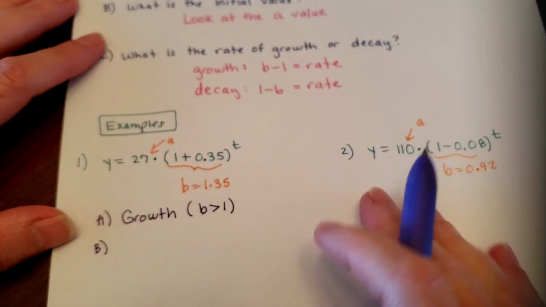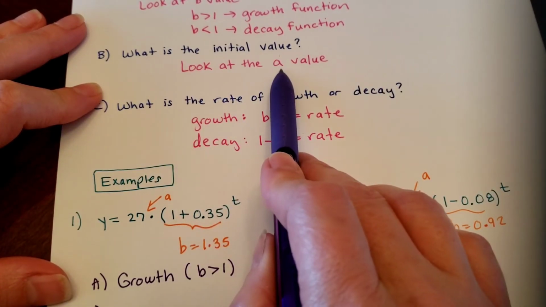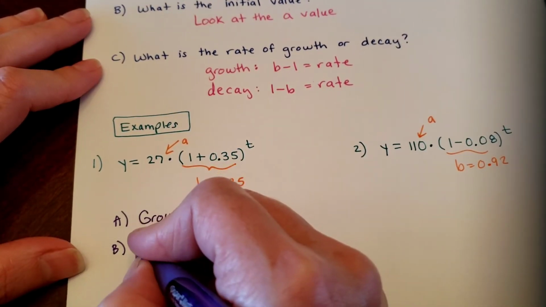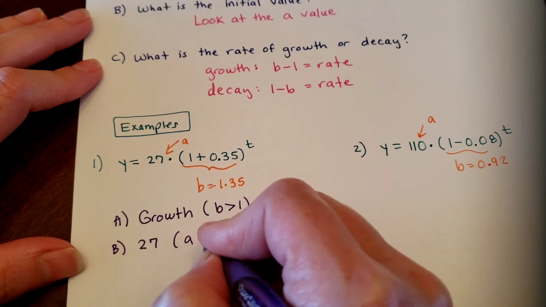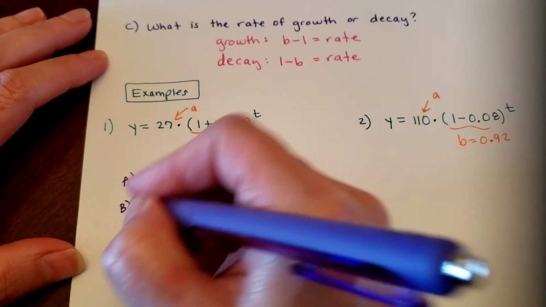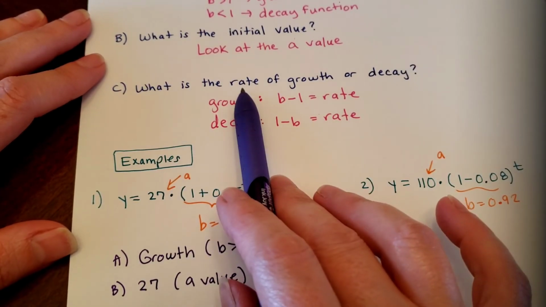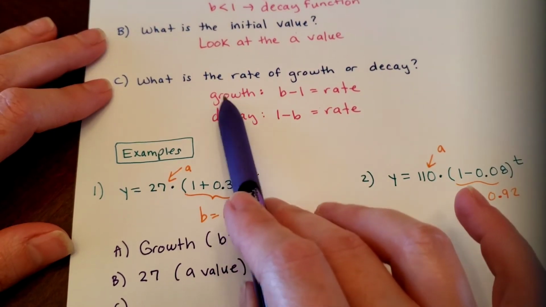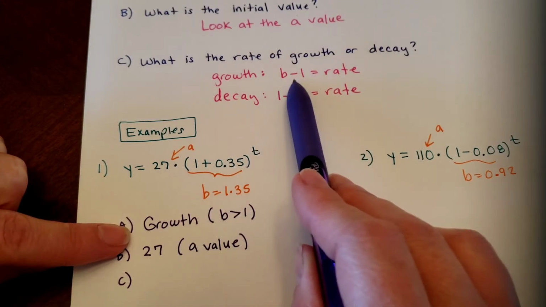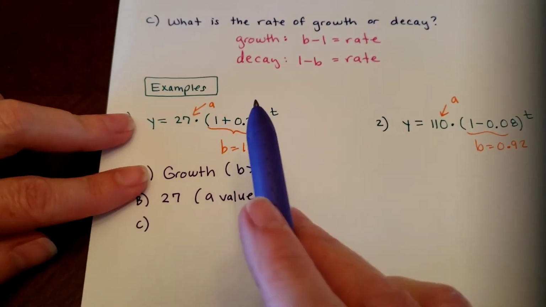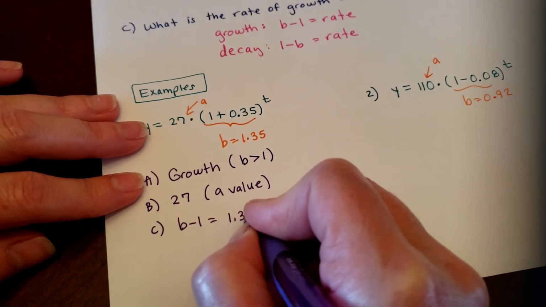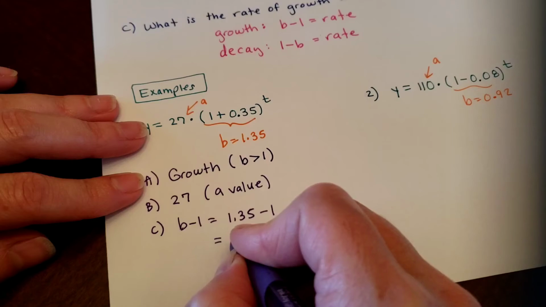Part B, what is the initial value? Initial value is just copy down whatever the a is, and a is 27. So 27, and again, I'm just going to write a little extra off to the side, the a value. Part C, what's the rate of the growth? We have to know which one we're dealing with, growth or decay. We already said this is growth, so we're going to use b minus 1. This is b, so we're going to do b minus 1, which is 1.35 minus 1, which gives you 0.